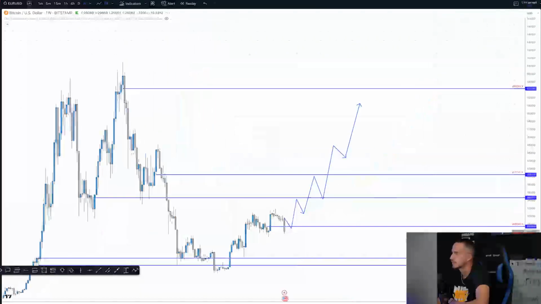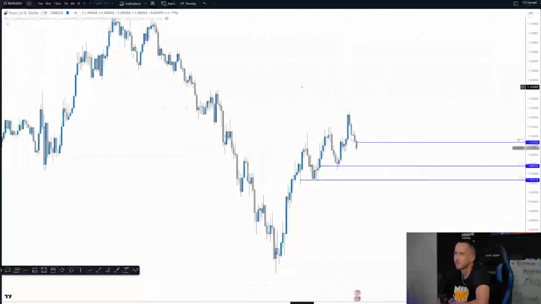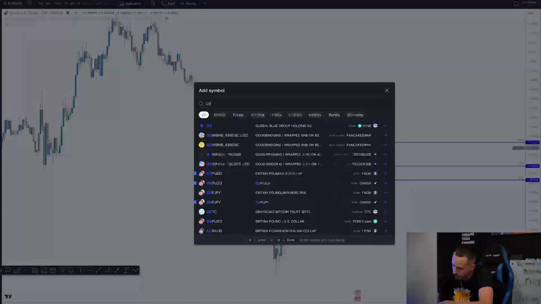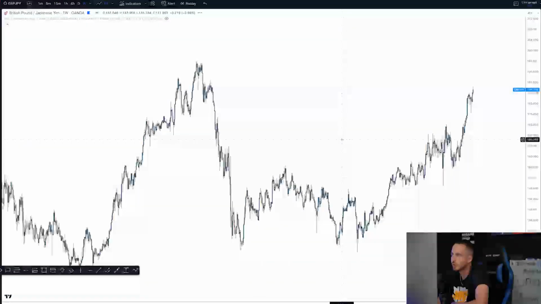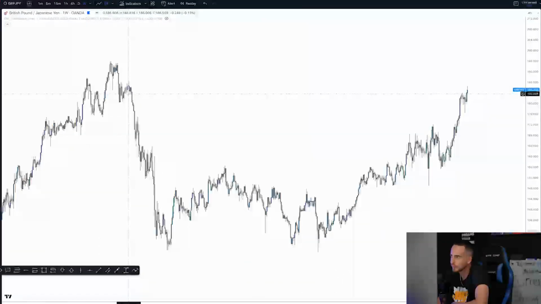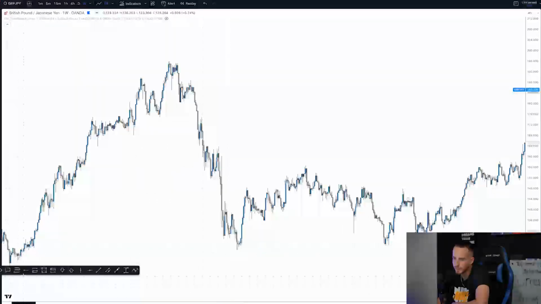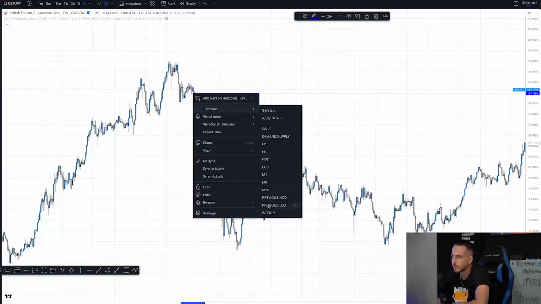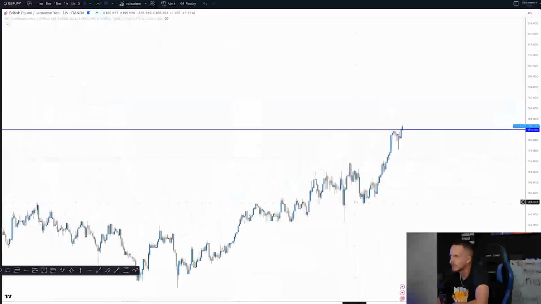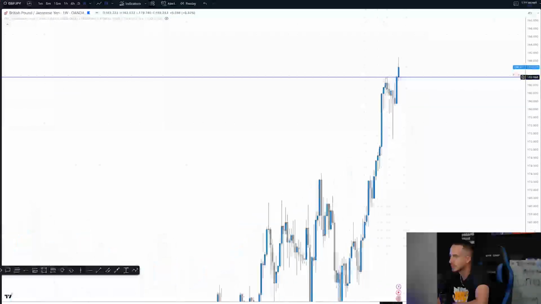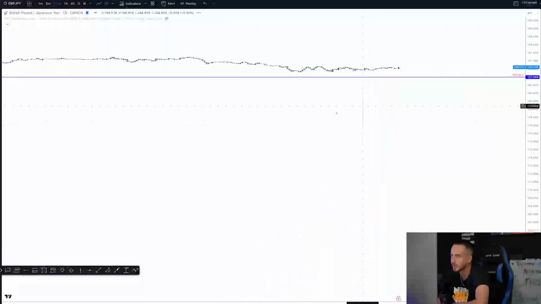Let's mark some random examples as well. Let's look up a random pair, GBP/JPY. On the weekly right here, notice the same thing: this previous contrary candle that created this huge push to the downside, this area right here. Notice how price tapped this area on the weekly to the exact pip. Notice how we tapped this area of supply right here.